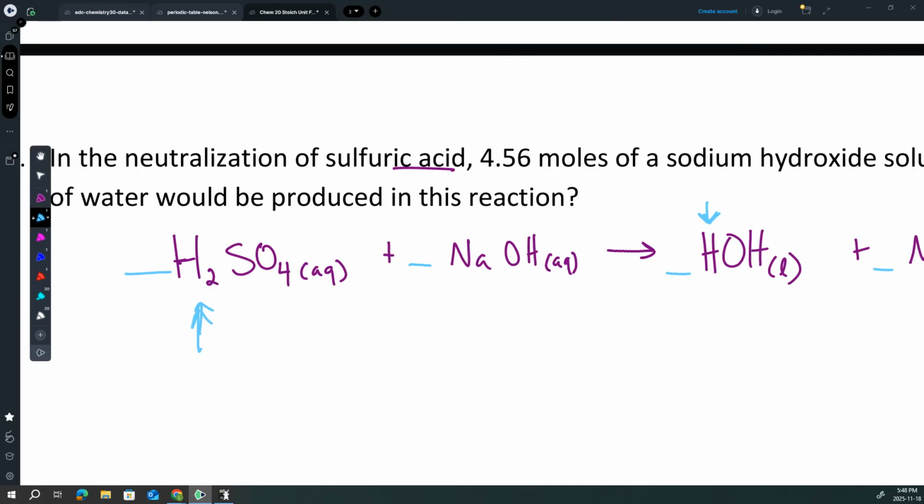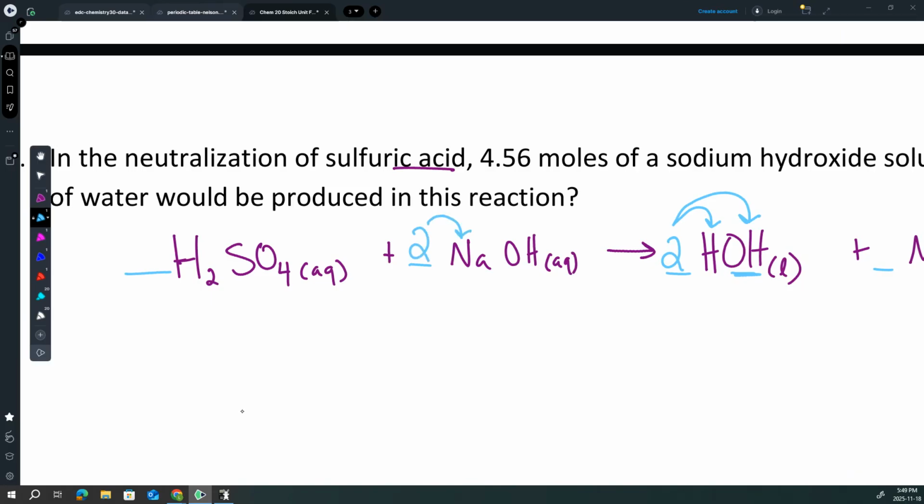So 2 hydrogens coming in. I only have 1 hydrogen right here coming out. This one's a hydroxide, so I'm going to put a 2 right there. Okay, so the hydrogens are balanced. Now that 2 didn't just affect hydrogen, it also affected hydroxide. So we have 2 hydroxides coming out. I need 2 hydroxides coming in.